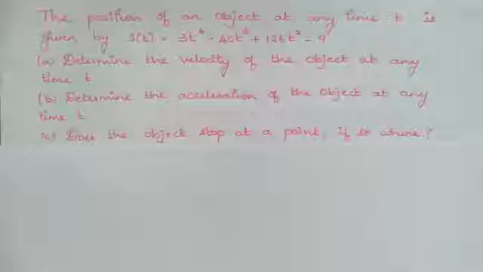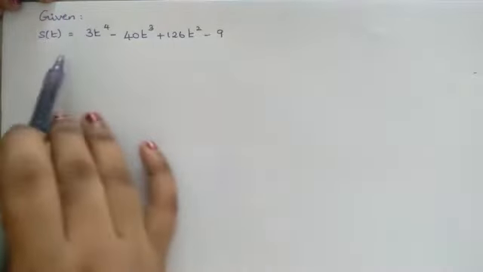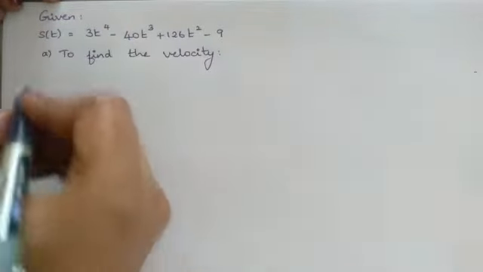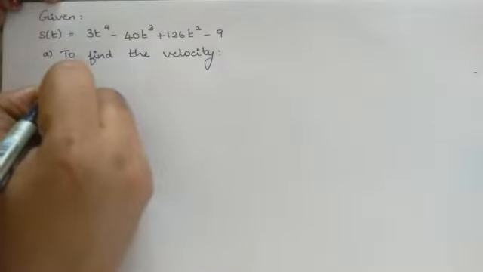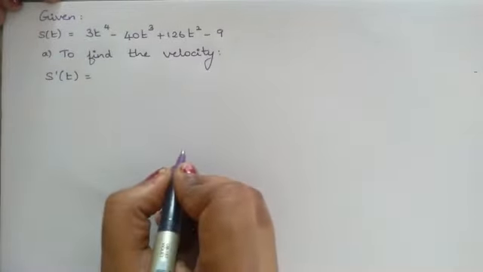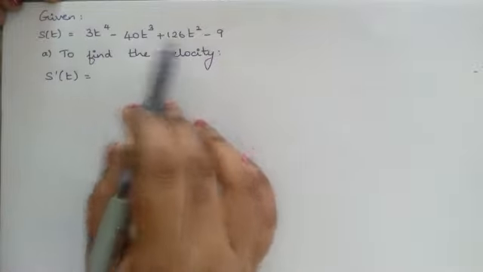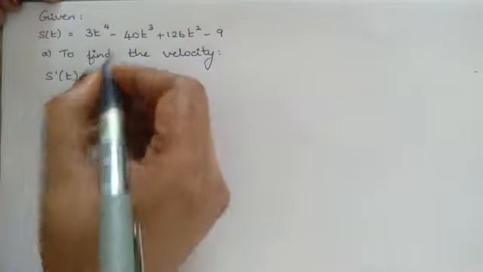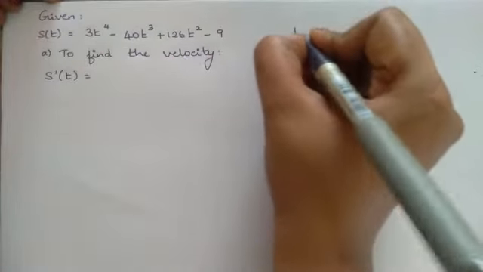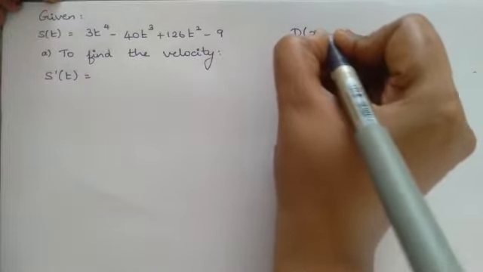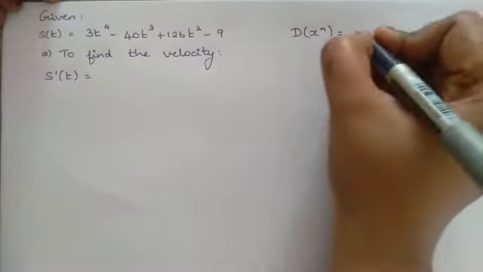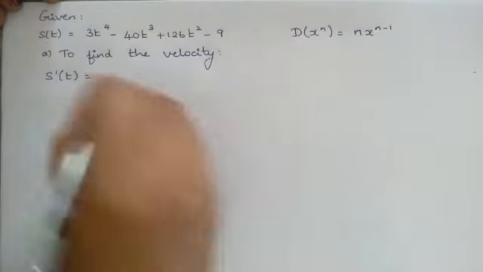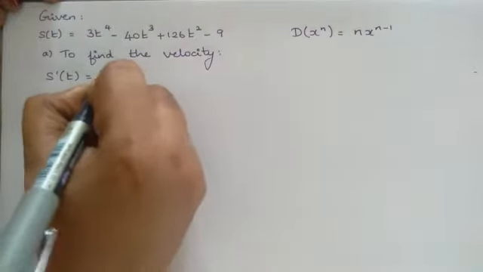Let's start. Given the function s of t, we are going to identify the velocity. So to find the velocity, we are going to identify s dash of t, that is the first derivative of the given function. The function is with respect to t, so we are going to identify the derivative also with respect to t only. When we differentiate x power n, it is differentiated as n x power n minus 1. That pattern only we are going to follow throughout. So the coefficient 3, let's have it as this.